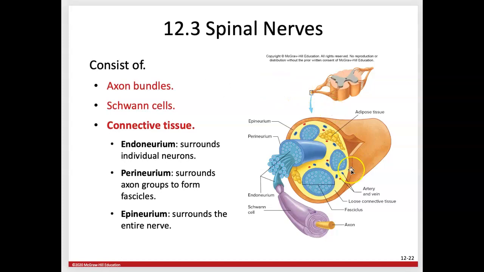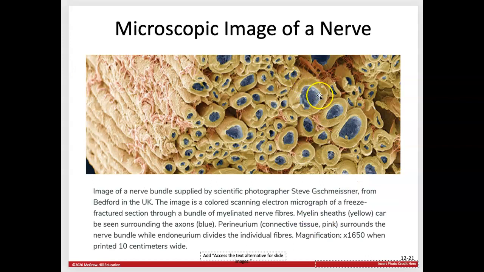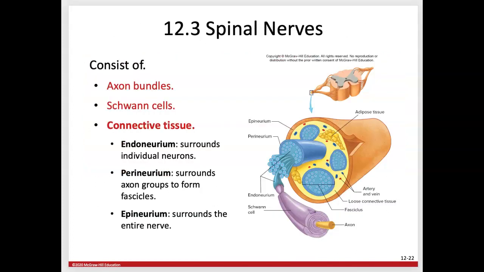That image I just showed you is basically what this is showing here. Bundles of axons. When you look at this, it's actually layers of the Schwann cell wrapped around that axon, which you can't see very well here, but it is here. And then you see the connective tissue layers as well.